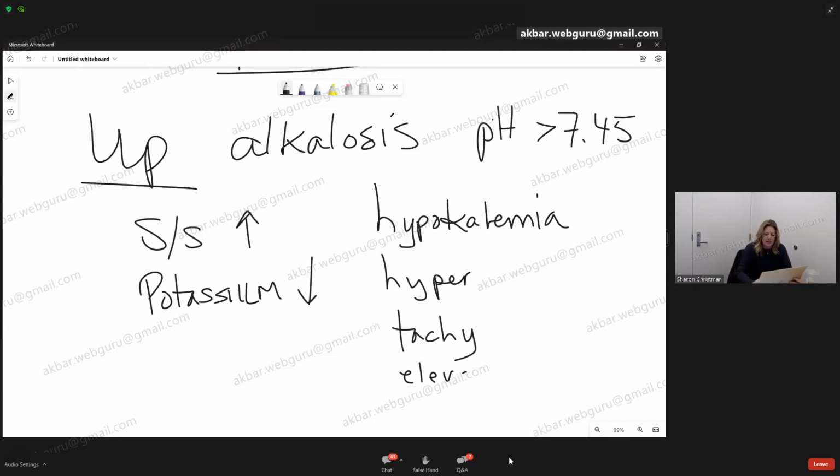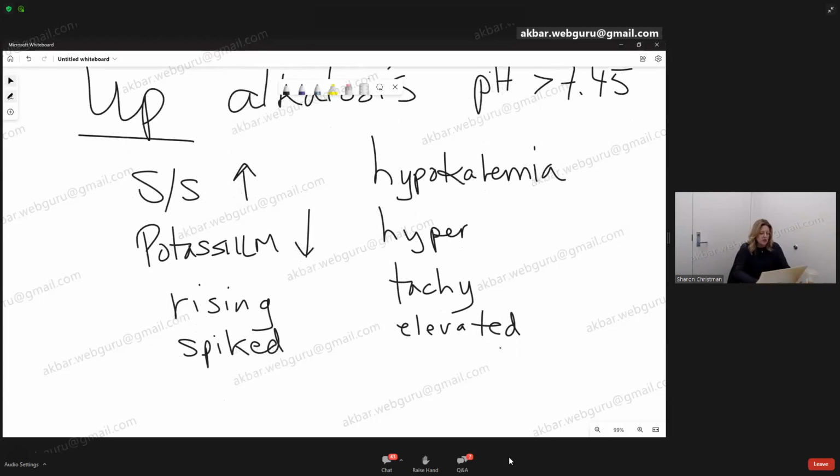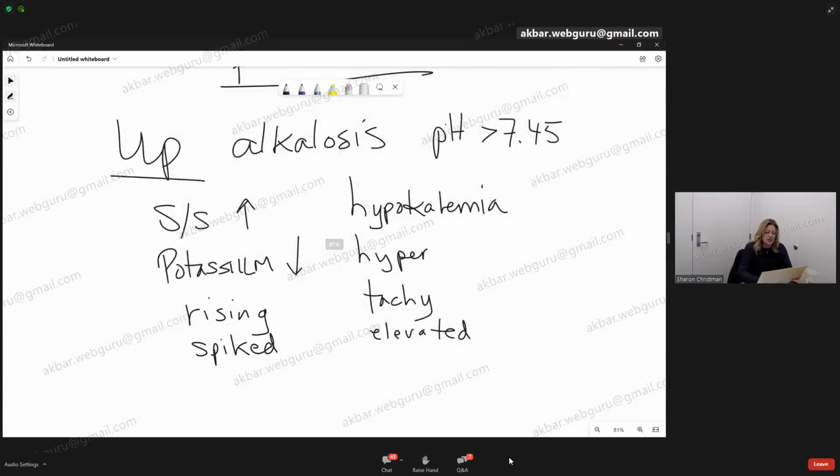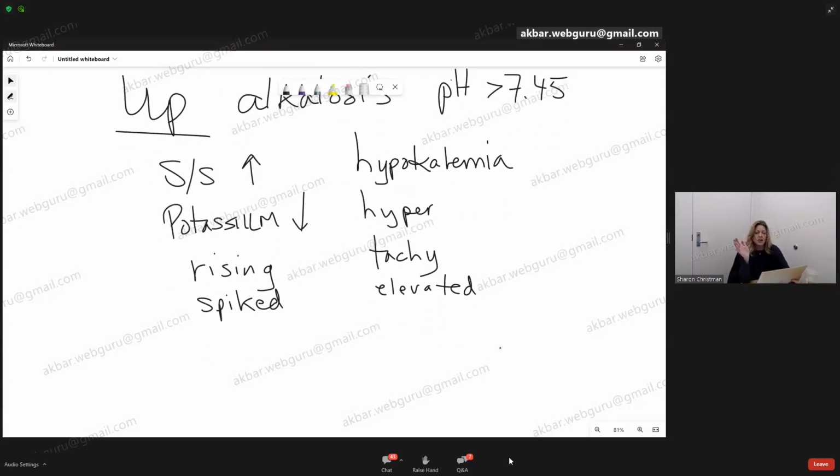How about this word? Elevated. That's an up word. How about rising? How about spiked? Do you see how all these are up words? So what we're saying is all the symptoms are going to be up symptoms except for potassium. So I'm just going to give you some more examples. This is not an exhaustive list. We do not like you to memorize lists because lists are almost impossible to remember for any length of time. So we don't like you to memorize lists. We like you to remember concepts. That's why we like up and down concepts.